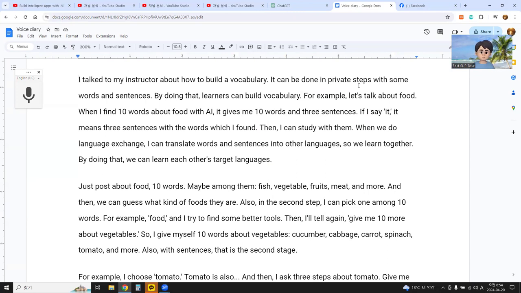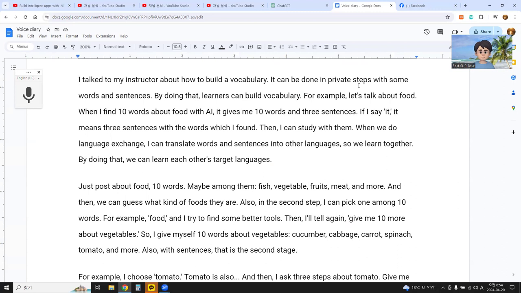Then I can study with them, and when we do language exchange, I can translate words and sentences into other languages. So we learn together. By doing that, we can learn each other's target languages. Just ask about food, 10 words, maybe among them fish, vegetables, fruits, meat, and more. And then we can guess what kind of food they are.